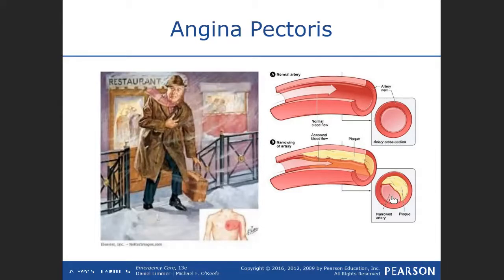So is this person having a myocardial infarction? Not necessarily, because the pain of angina pectoris is usually reversible in the field. Get the guy in the ambulance, sit him down, let him rest, maybe give him a little oxygen if he's having shortness of breath. He may feel some relief of that pain. If he has pre-prescribed nitroglycerin with him, and you appropriately assist him with that nitroglycerin, he may even have more significant relief of that pain.